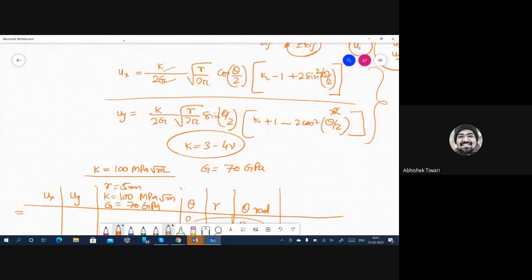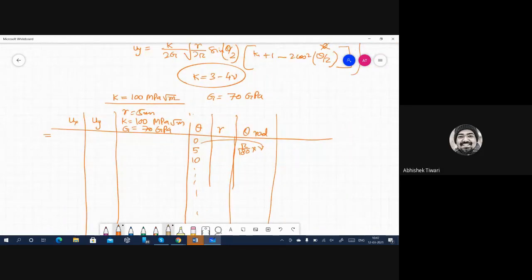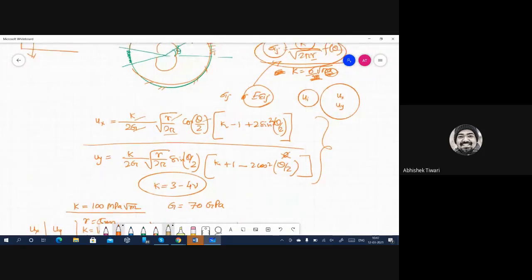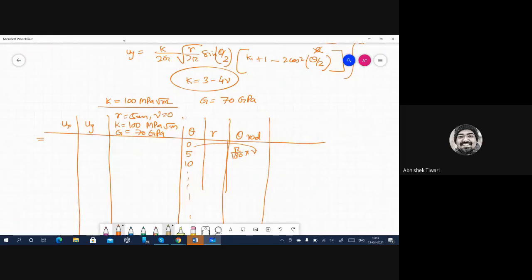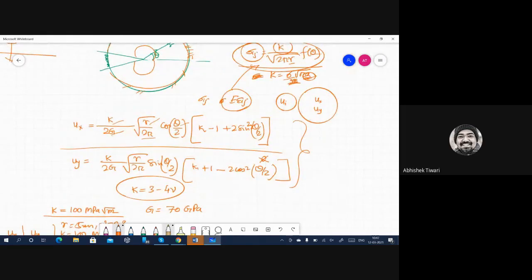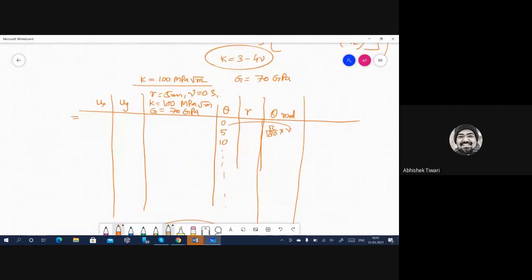Here R is known. You have to put R in meters. 2 pi is a constant. Theta will keep on changing, so in the formula you just take this column, this cell value. Then kappa is 3 minus 4 mu, where mu is 0.3. So take that value, and again there is only theta; the rest of the things are known. So you write a formula in Excel and you will have the value of Ux and Uy for each value of theta.